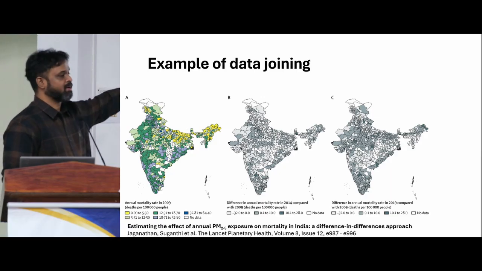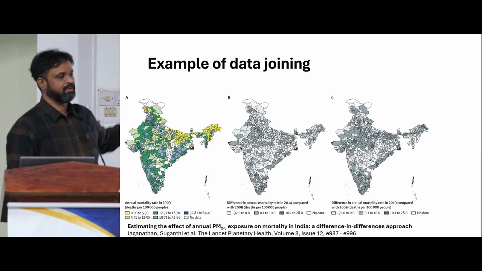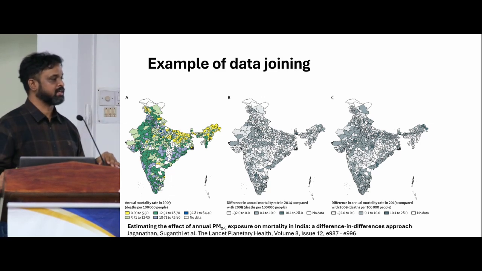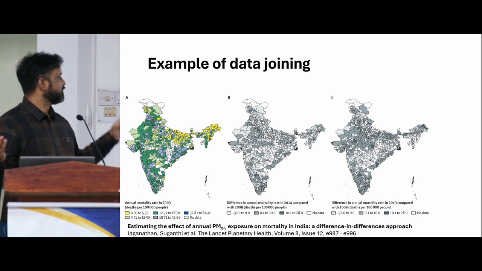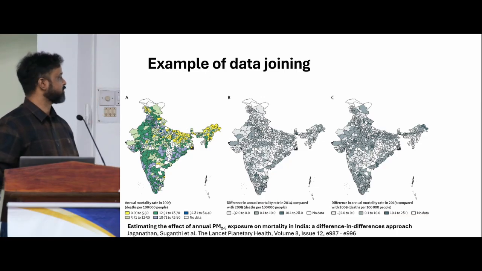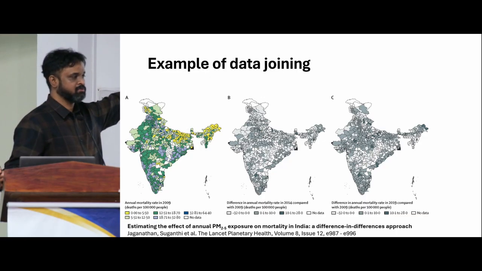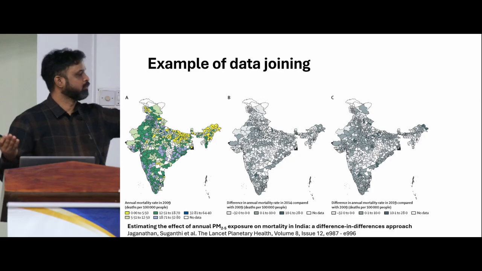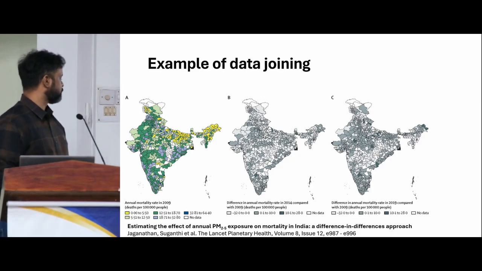So we have a map of all the districts in India. Then we have the mortalities that happened in each district. We just take the mortality data which is provided by the government. It has no spatial information. We have a spatial table, which is a vector, and we just join them, one to one. And then you can create all of these images.